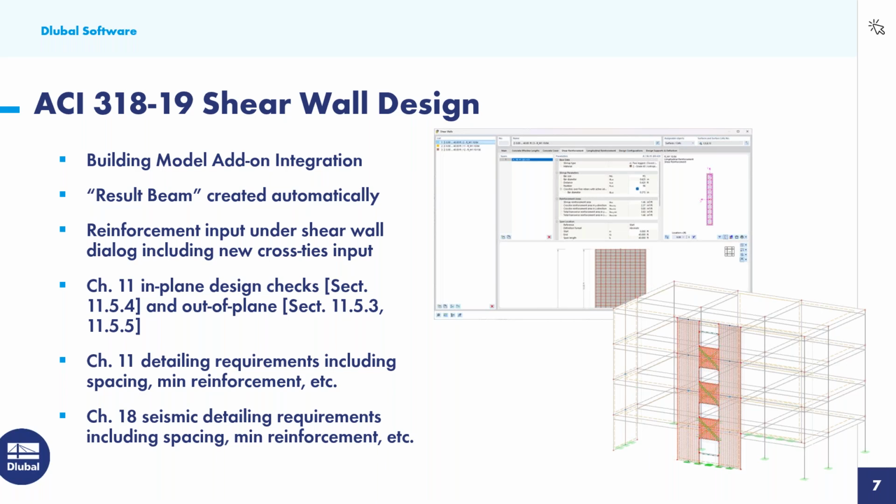As far as the design checks, we will refer to Chapter 11 for the in-plane design checks, as well as out of plane, in particular Section 11.5. We'll carry out additional Chapter 11 detailing requirements such as spacing and minimum reinforcement, and as mentioned, we also have these Chapter 18 seismic detailing requirements where we'll check the spacing and minimum reinforcement requirements as well.